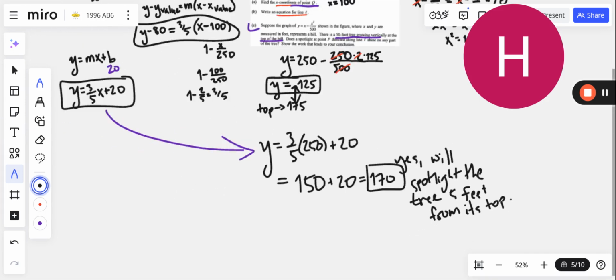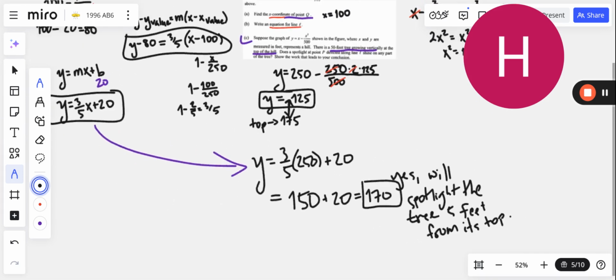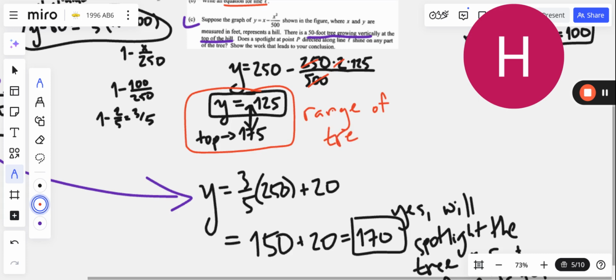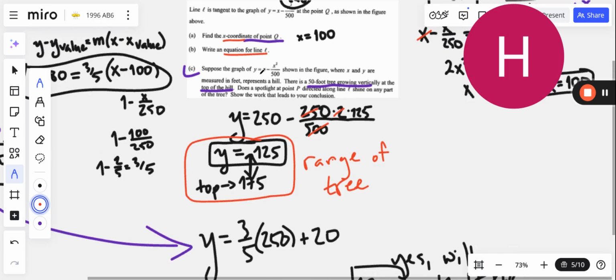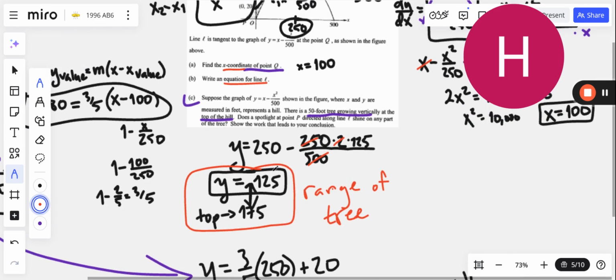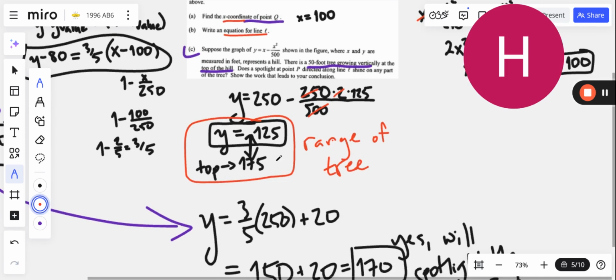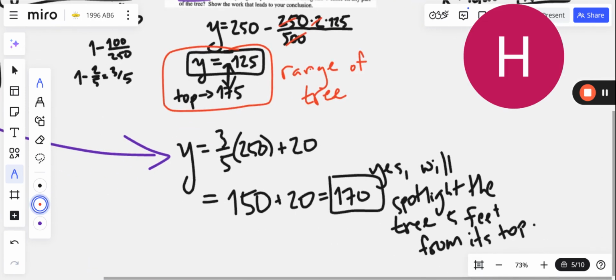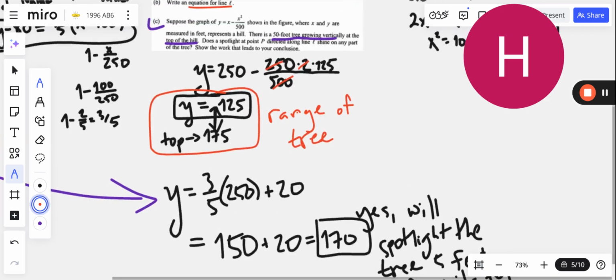You don't get extra points for saying that. Just, if you want to clarify. And showing the work that leads to your conclusion comes from determining the range of the tree, and then using the tangent line and knowing that you have to check to see if that tangent line is going to hit any of those values within that range as x equals 250. And you have to find the 250 as well, so that's important to know where the top of the hill's at, so you know where the tree is at.